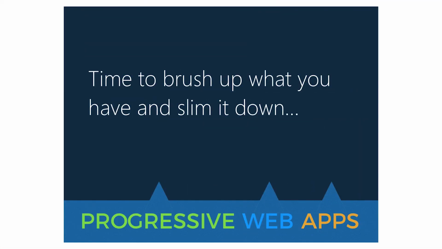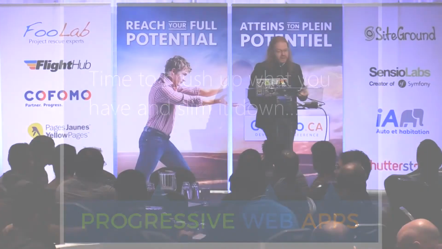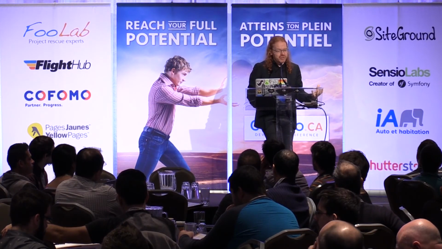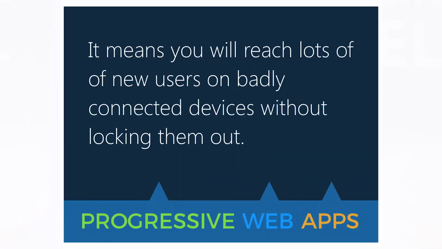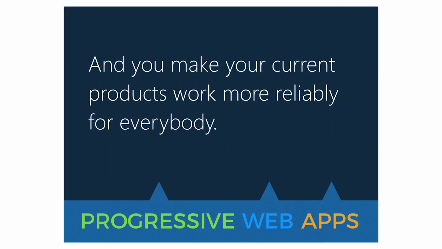Those 2.2 megs are too much. Make sure that the first thing loads fast, and then subsequently you can download things and put them on the machine so the user will never have to load them again. It means you will reach lots of new users on badly connected devices without locking them out, and you make your current products work more reliably for everybody. Everybody who turned their product into a PWA made their original users much happier as well.